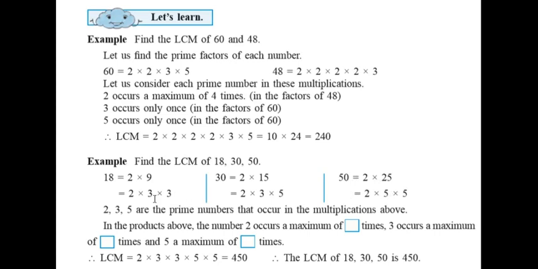Got it, students? So now here we have the prime numbers in all these 3 multiplications. They are 2, 3 and 5. Yes or no? So 2, 3 and 5 are the prime numbers that occur in the multiplications above.